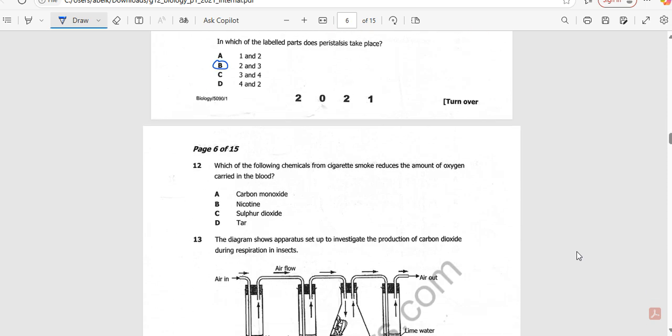Which of the following chemicals from cigarette smoke reduces the amount of oxygen carried in the blood? When you have incomplete combustion of fossil fuels, of anything they are burning, you find that they produce what you call carbon monoxide. So our answer here will be carbon monoxide.